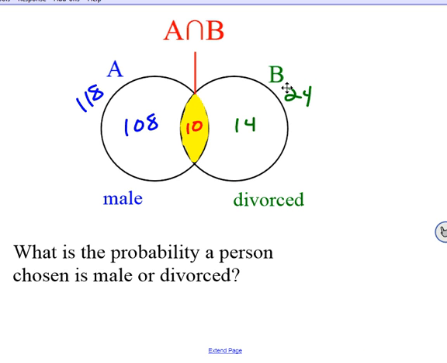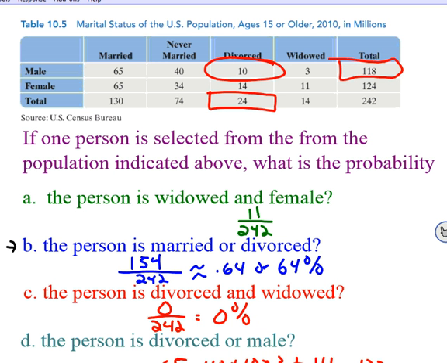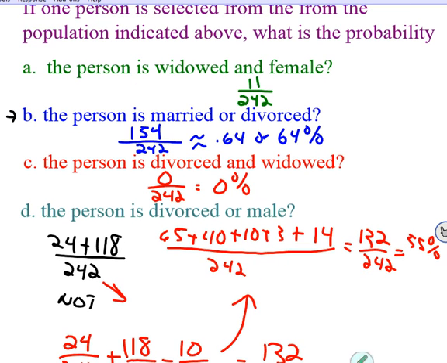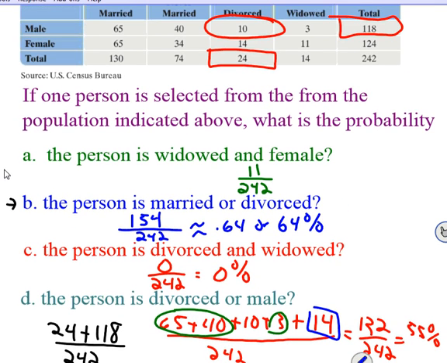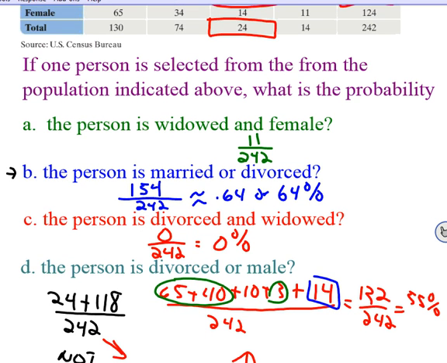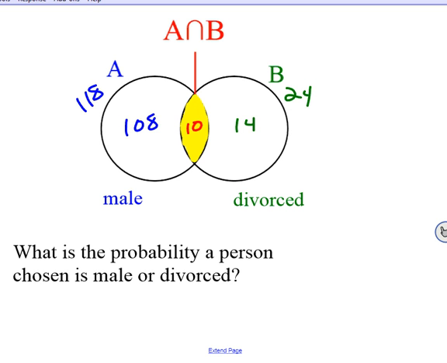So that's the 108 plus the 14 plus the 10. You can see that when we looked at this one, my 108 is this and this. Here's my 14. The green is the male but not divorced. The blue is the female divorced, and then the 10 is that overlap. So what's the probability a person chosen is male or divorced? Again, you can see it this way. We would have 108 plus 10 plus 14 out of the grand total, which would be the outside of the box.